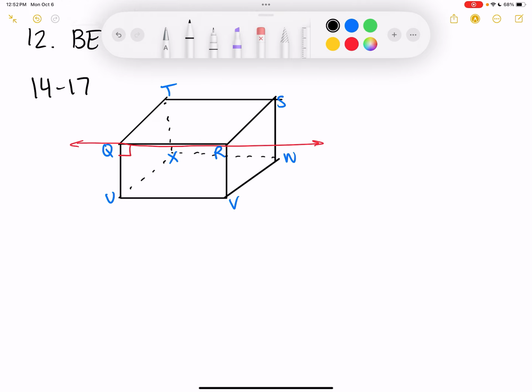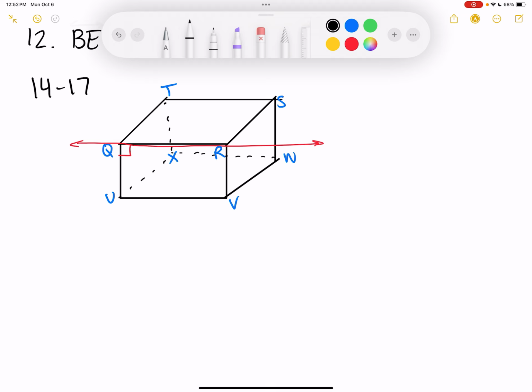Okay, so for these ones, they want you, again, to think of each segment of the diagram as a line. So obviously segments have endpoints, okay, but lines don't. So they're just trying to get you to picture these segments, like from Q to R, as a line. So that's part of why they've drawn the line on there for you on that one.